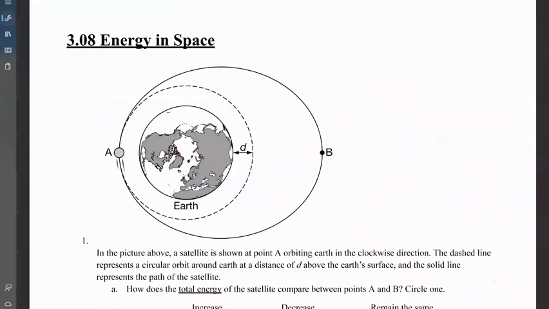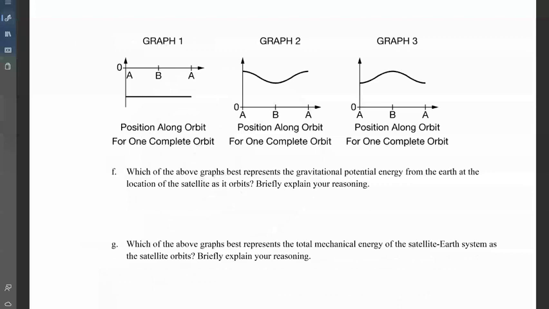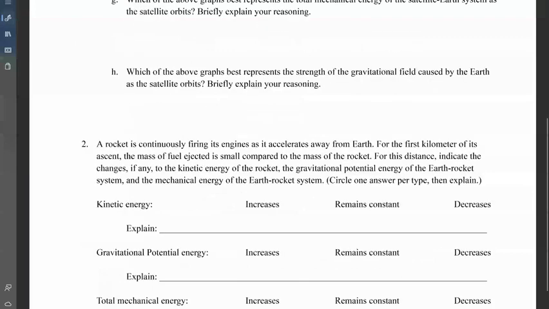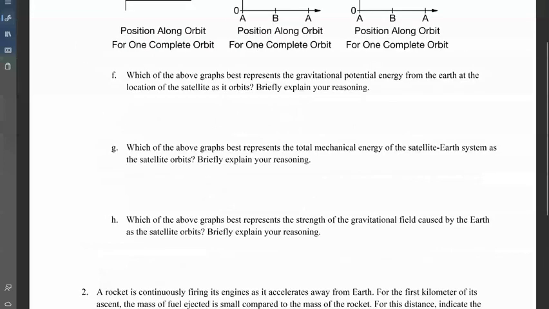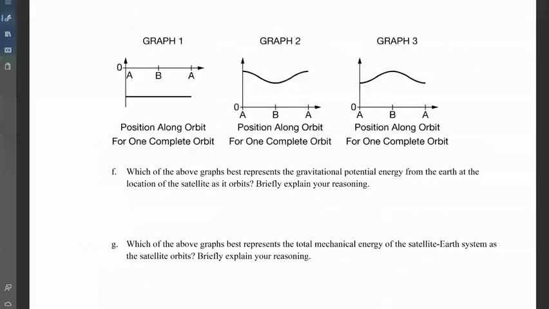Moving on to the second and final page. All right, so it's still on the same question for these first couple, at least. Which one of the above graphs best represents the gravitational potential energy from the Earth at the location of the satellite as it orbits? Briefly explain your reasoning. Just as an aside, this question is straight from AP. This is one that came from an AP test. It was from an AP test that was given nationally.